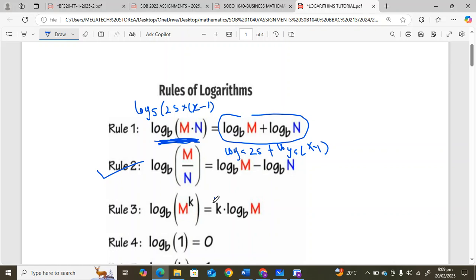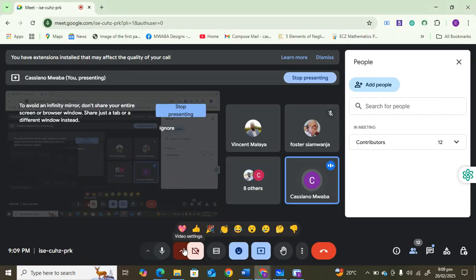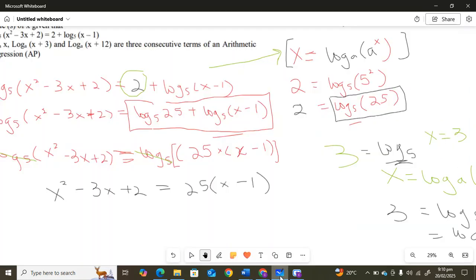Sometimes the equation, they might bring it like this format here. You have to take it back into this. But usually it's addition and subtraction. So for now, just remember, if you see logarithms being added, apply the product rule. You see they're being subtracted, apply the quotient rule. And that was done here. These logarithms are being added. We apply the product rule. So it becomes log 5, 25 multiplied by x minus 1.